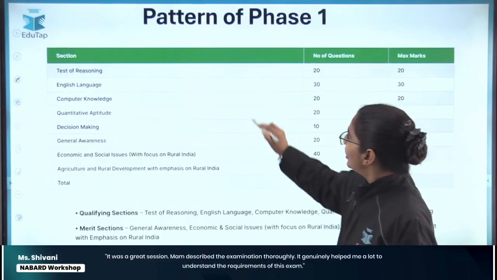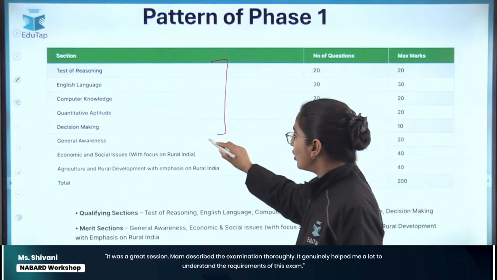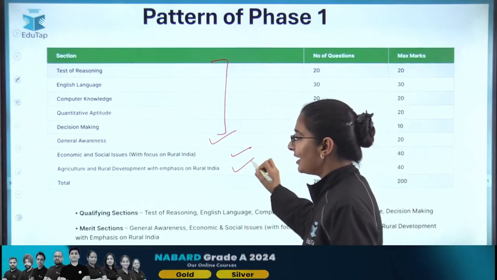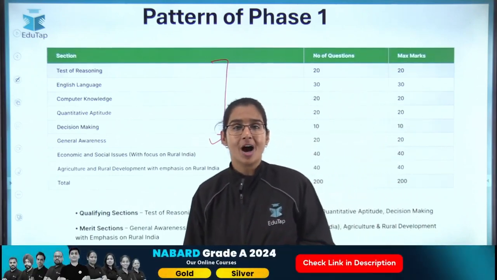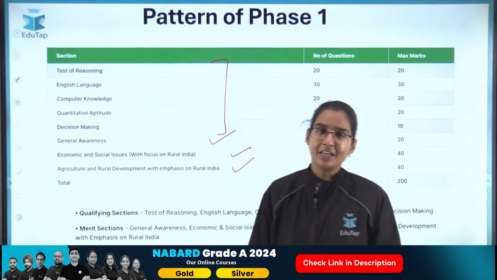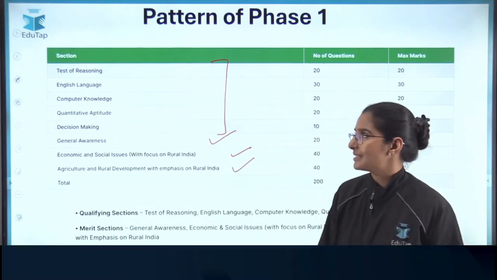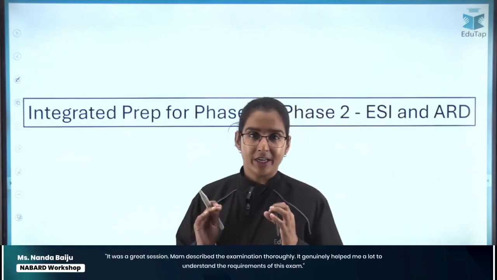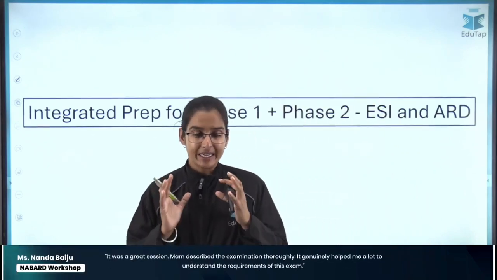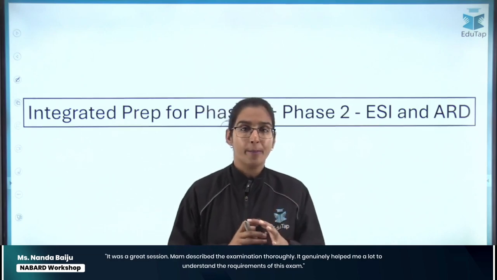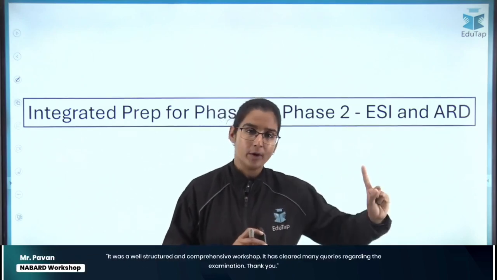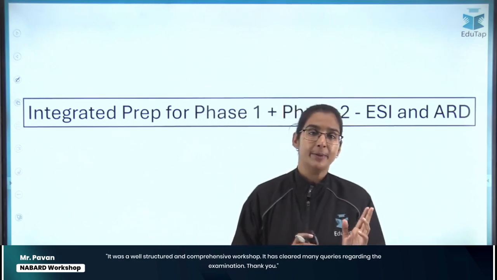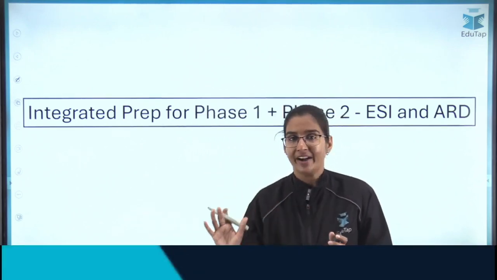Now we have covered these 5 topics and also the general awareness part. Let us discuss the ESI and the ARD part, right? What you have to cover, how you have to cover. Now students, first of all, if you are preparing for NABARD, you must know that ESI and ARD is one component which is asked in phase 1 and also in phase 2, right? So you have to do integrated preparation for both phase 1 and phase 2.